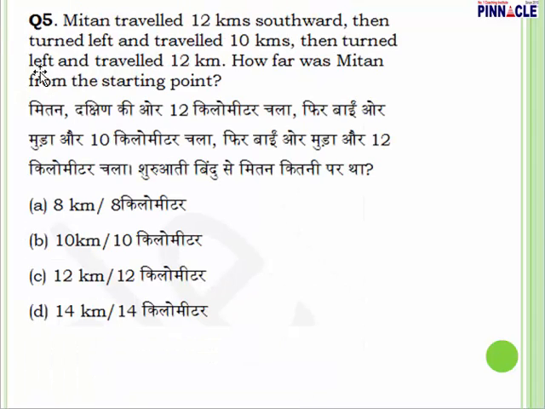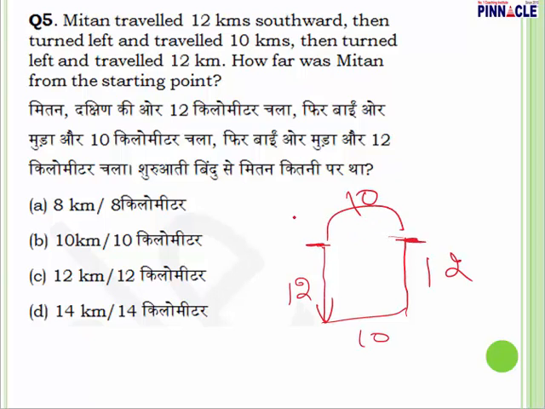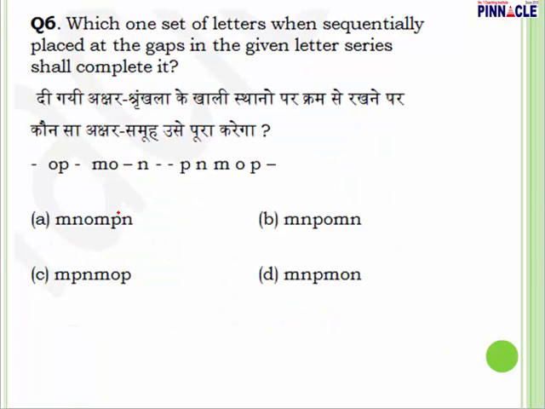Question number 5. Mithun traveled 12 km southward. Like from here he starts and moves 12 in south. Then he turns left and moves 10. From here he moves 10 in left. He turns left and travels 12. From here again he turns left and travels 12 km. How far is Mithun from the starting point? So the distance between the starting and final point is 10 km.